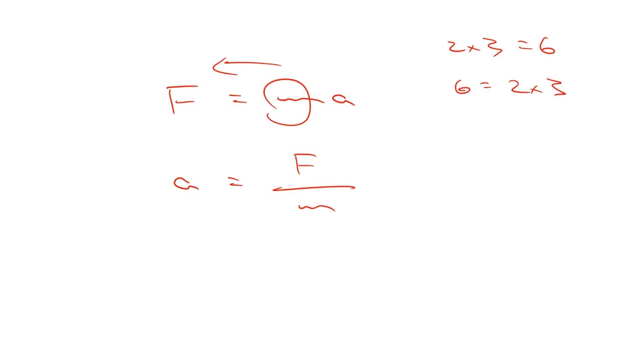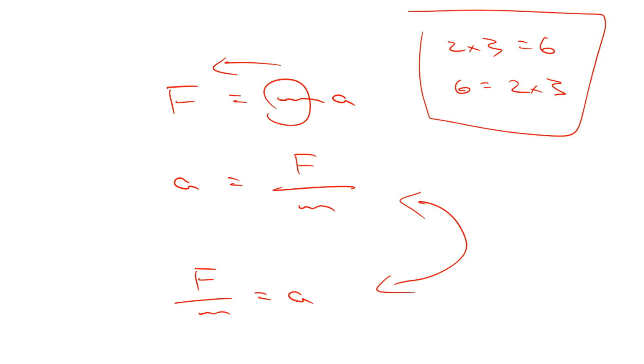So if I had literally just grabbed the m and dumped it on the other side, I would have been left with F over m equals A. But that's the same as A equals F over m, isn't it? Right? Just like we did up the top here with the numbers. So really we want the subject that we're looking for. In this case, it was the A. We want to really start with that.